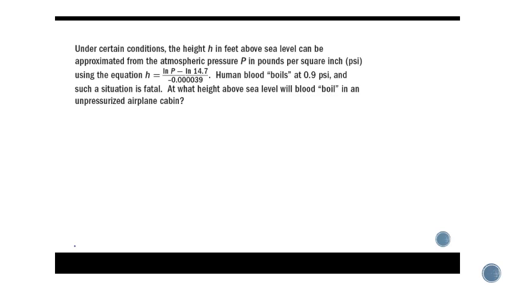So under certain conditions, the height h in feet above sea level can be approximated from the atmospheric pressure P in pounds per square inch, or PSI, using the equation h is equal to the natural logarithm of P minus the natural log of 14.7 divided by negative 0.000039. So we know that human blood, quote unquote, boils at 0.9 psi. So that's the pressure that our bodies would not be able to handle because we would then die.